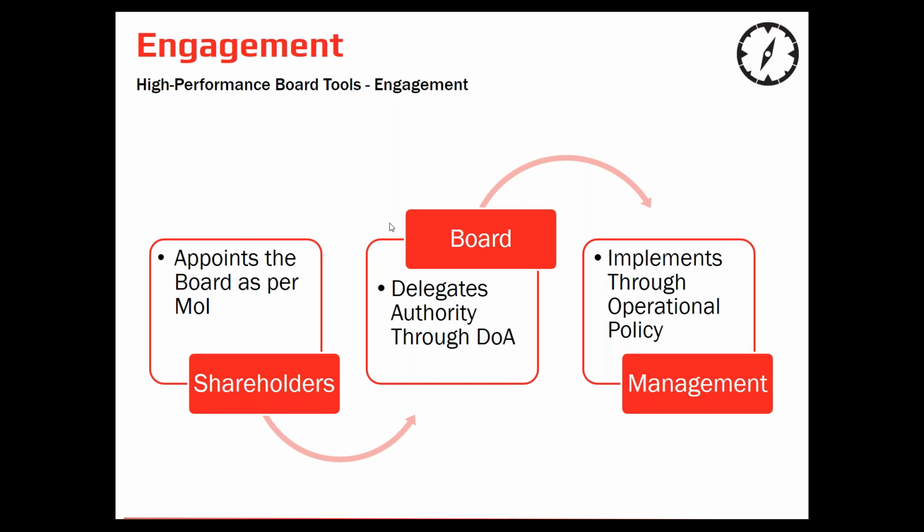One of the things that happens through the memorandum of incorporation is that the shareholders appoint the board. One of the things that they can do is decide which directors get appointed to the board. They approve board appointments according to the requirements in the memorandum of incorporation.